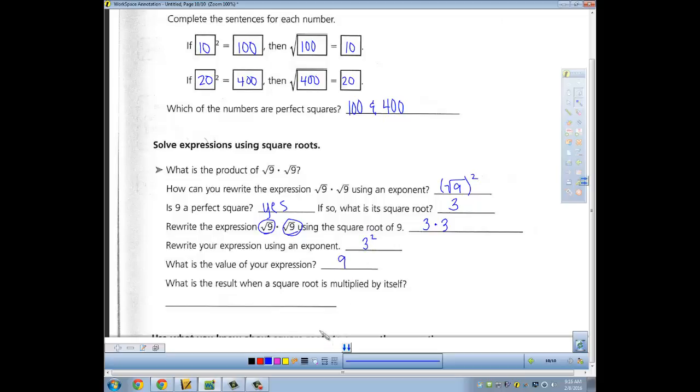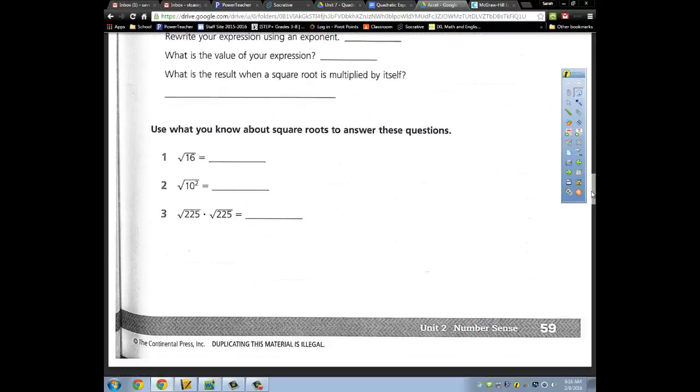What is the result when a square root is multiplied by itself? So when we have a square root that's squared, we actually get the original number that we started with. So anytime you see the square root of a number, but that number is being squared, the square root and the exponent 2, they just cancel each other out, and you're left with just that number that was on the inside. So let's look at a few examples.